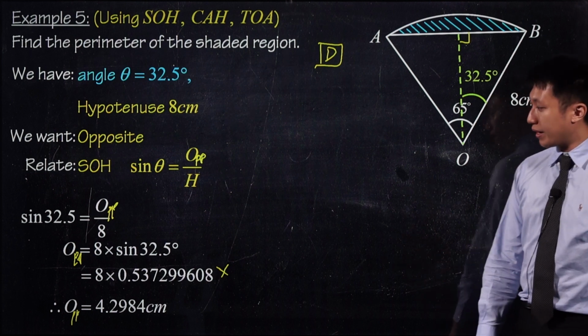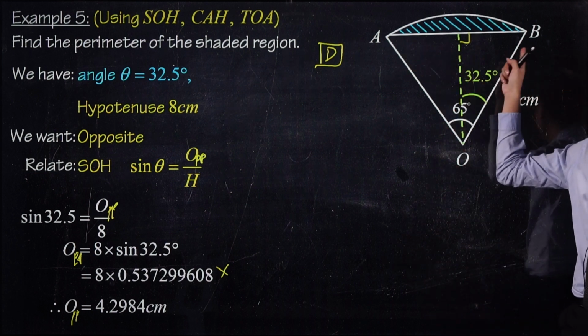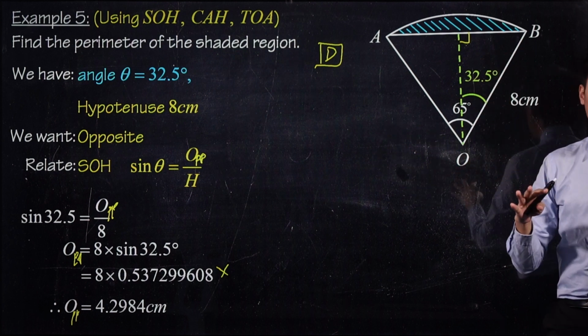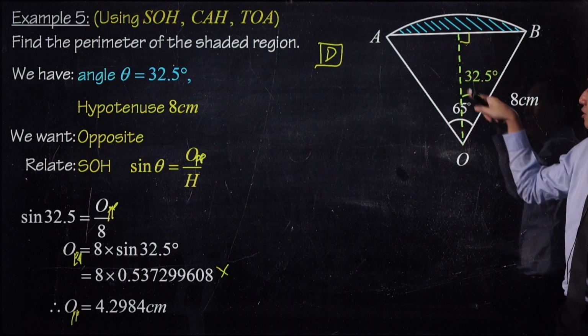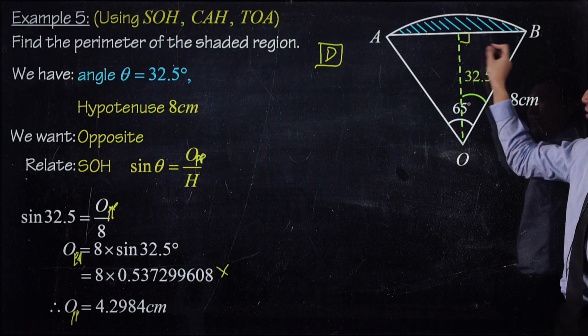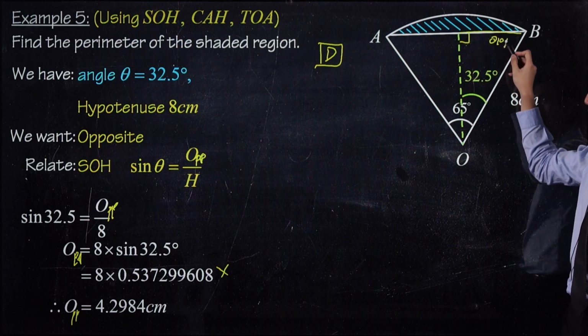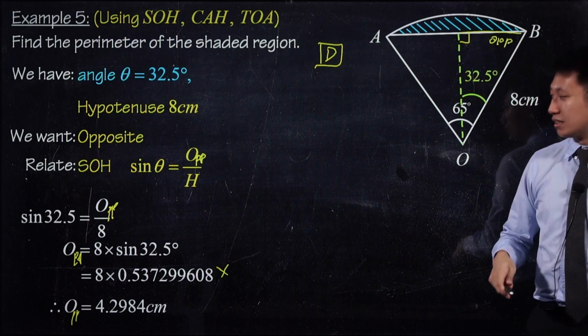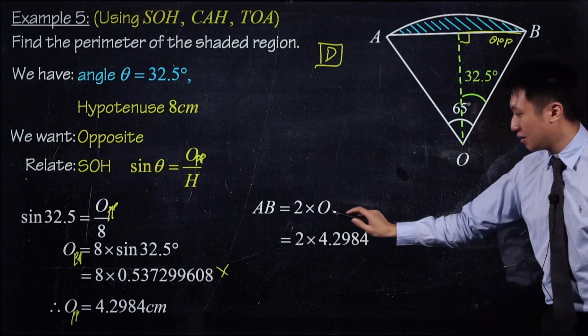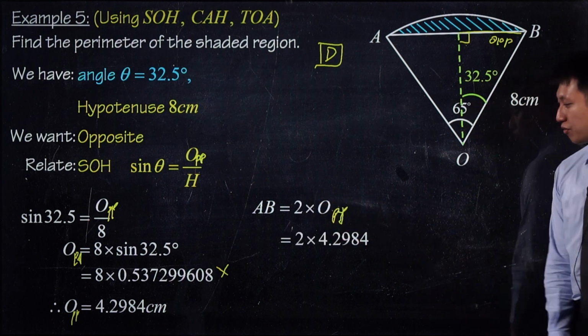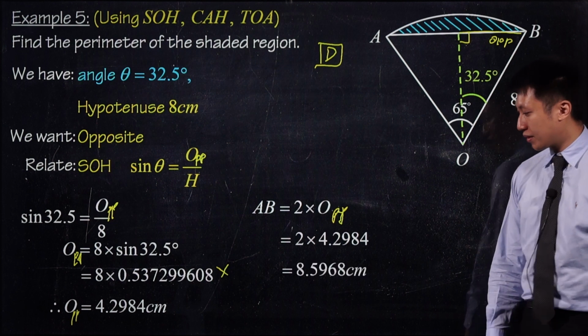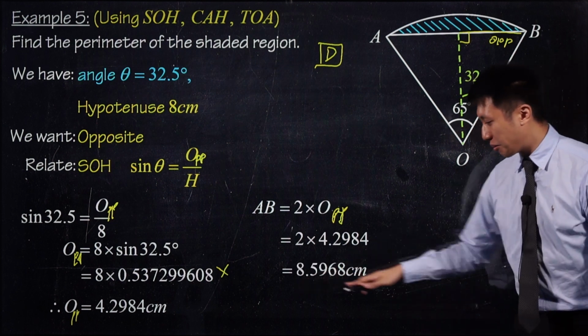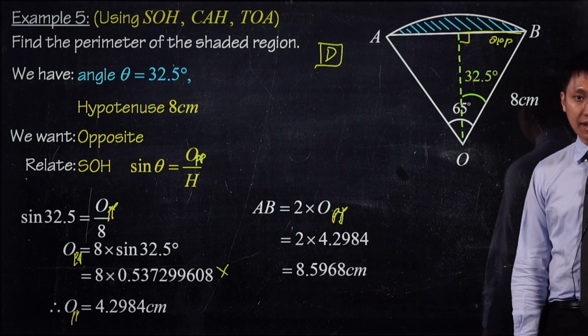Right. Then now I want AB. I want the line AB, not arc AB now. So it's 2 times opposite. Correct, this is opposite. AB is 2 times opposite, which is equal to 2 times 4.2984, which is 8.5968 cm.